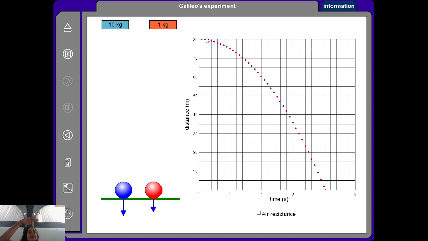It's flat. And you see how it gets more and more sloped, right? That means the speed is increasing. And the velocity, if you take down as negative, is going to be negative because it's going down. So the slope is negative because it's going down, but it's increasing at a constant rate.